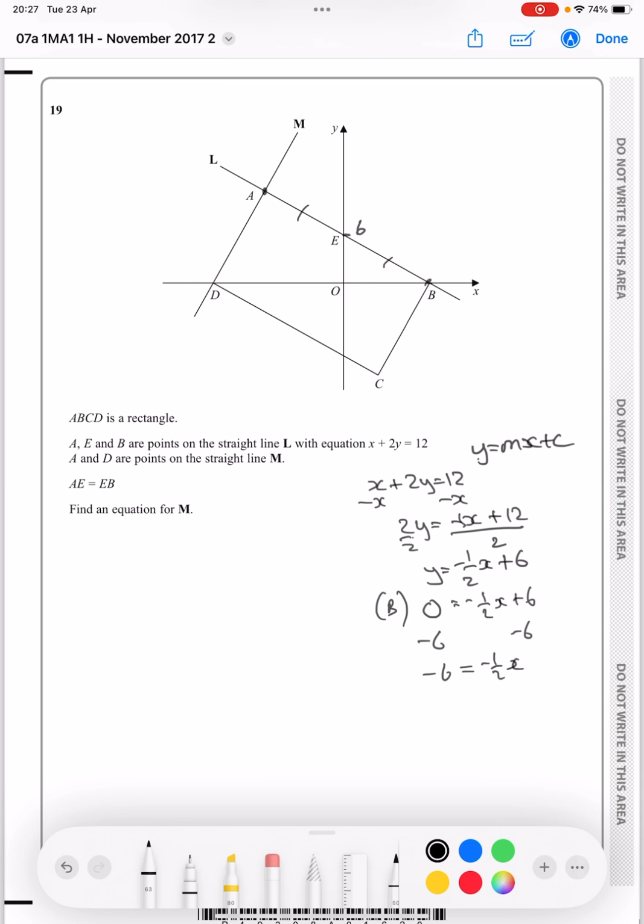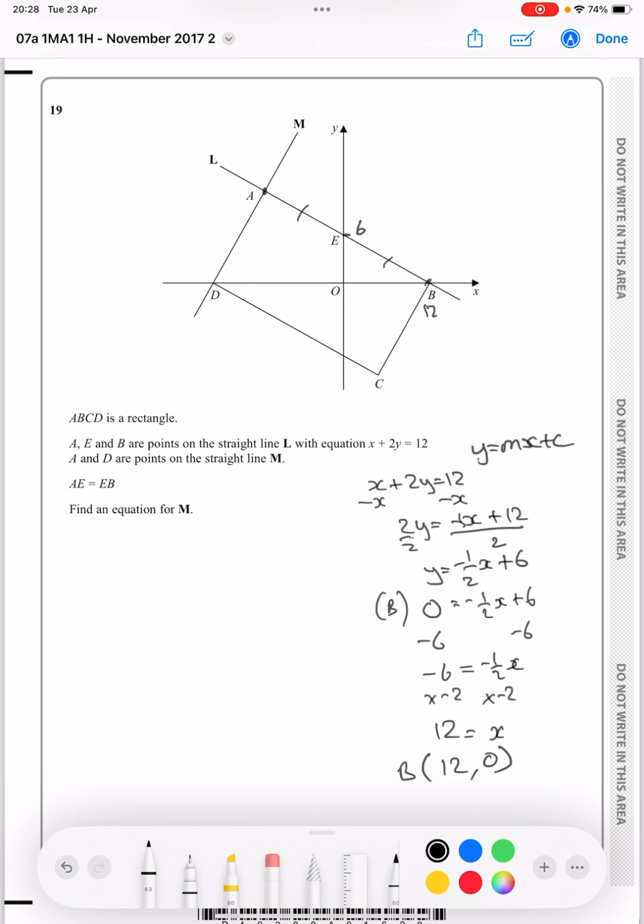To get rid of the negative a half, I'm just going to times by minus 2, the negative, and the inverse of a half is 2 over 1. So I times by minus 2 here. So x equals minus 6 times minus 2, which is 12. So B is actually at 12, 0. So here I've got 12.